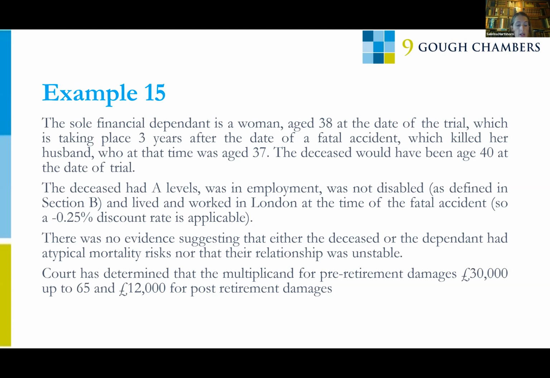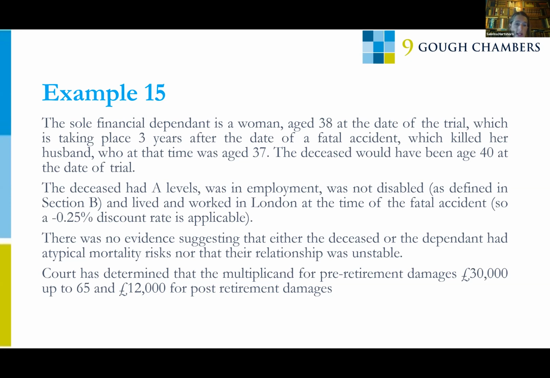So example 15 is this: a sole financial dependent woman aged 38 at the date of trial. The trial is taking place 3 years after the date of a fatal accident. That fatal accident killed her husband, who at the time of death was aged 37. He would have been age 40 at the date of trial. He had A-levels, was in employment, not disabled. He lived and worked in London.